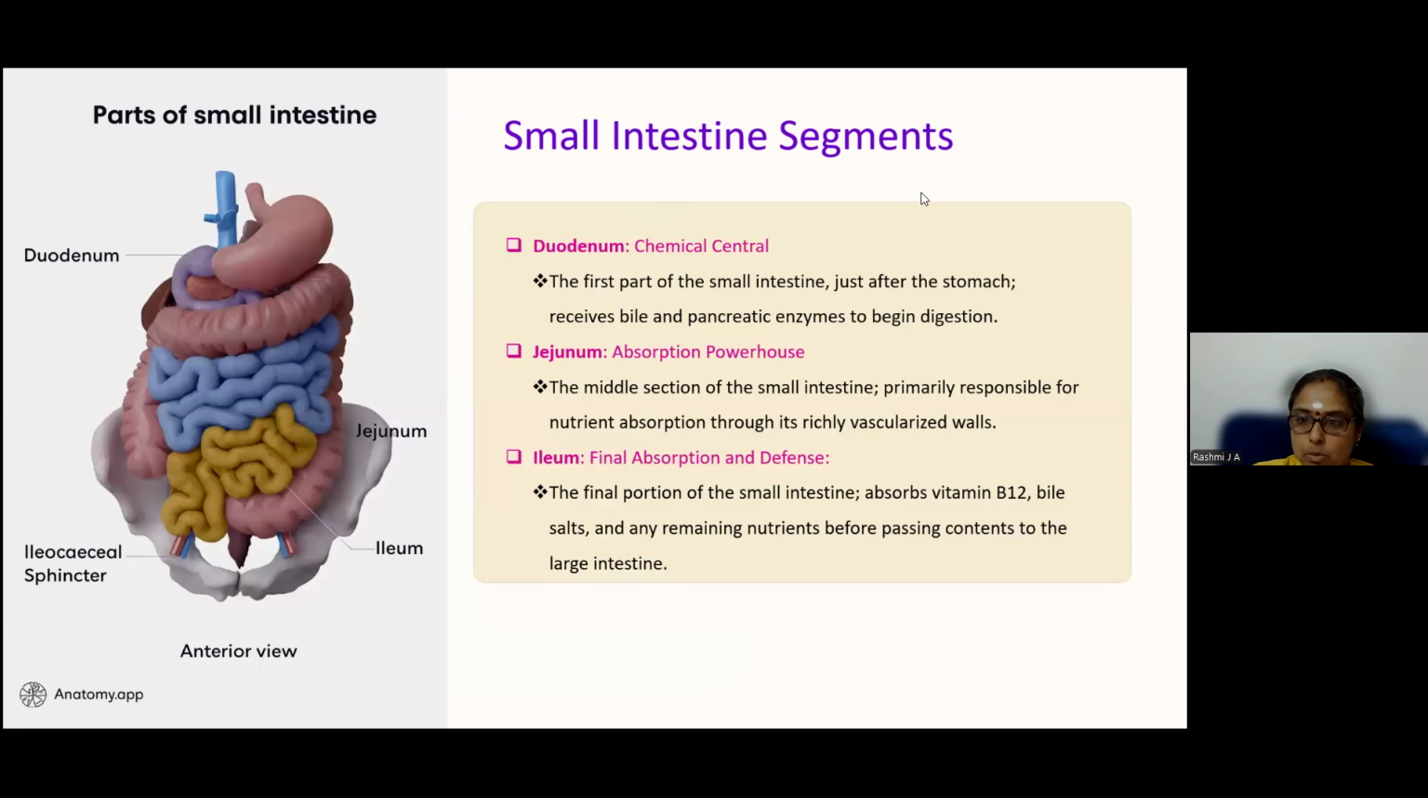Then the small intestine, we have three parts: duodenum, jejunum and ileum. The duodenum is the chemical center. Here it receives the bile and pancreatic enzymes. So the digestion of fat starts here. Then jejunum, here we have the absorption. The middle portion, here there is nutrient absorption. Then ileum, final absorption and defense mechanism happens. Here vitamin B12 is being absorbed.